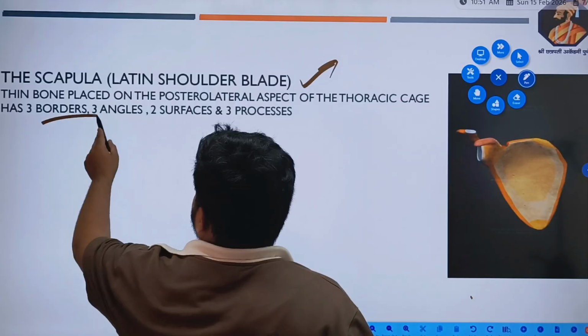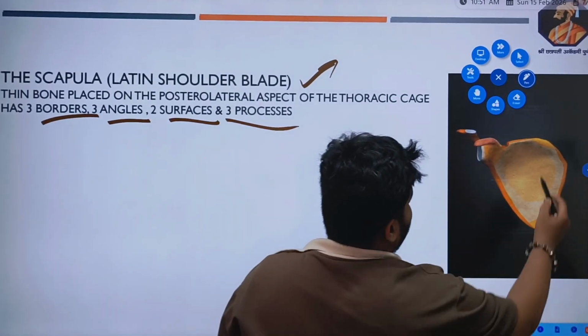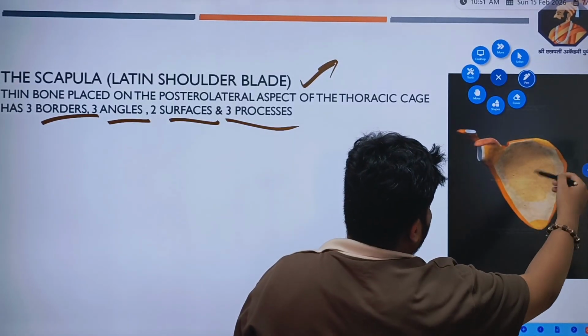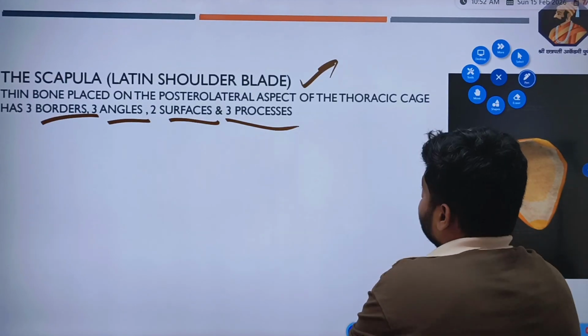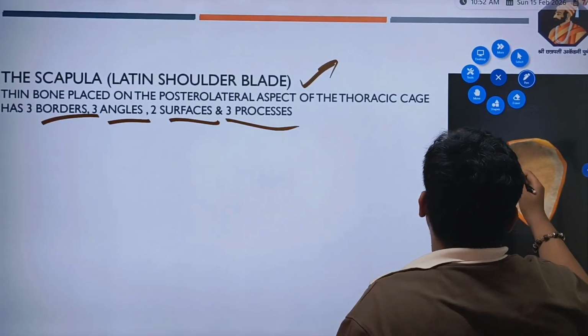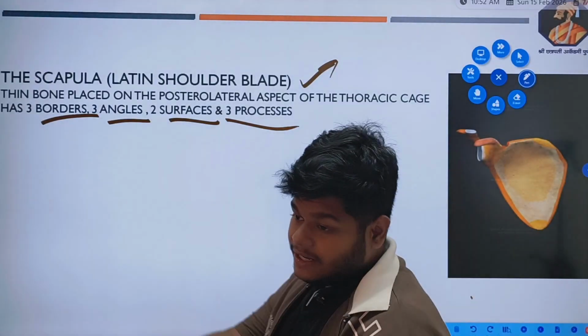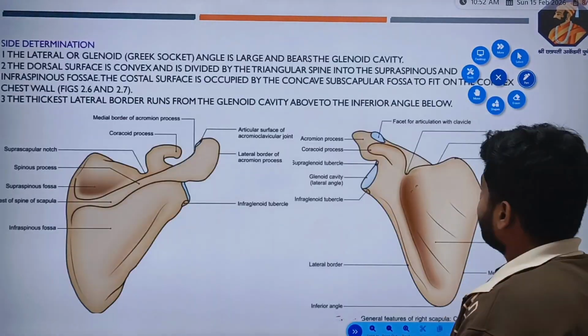It has three borders, three angles, two surfaces and three processes. This is the coracoid process, this is the acromion process, and on the posterior side there is a spinous process, right?